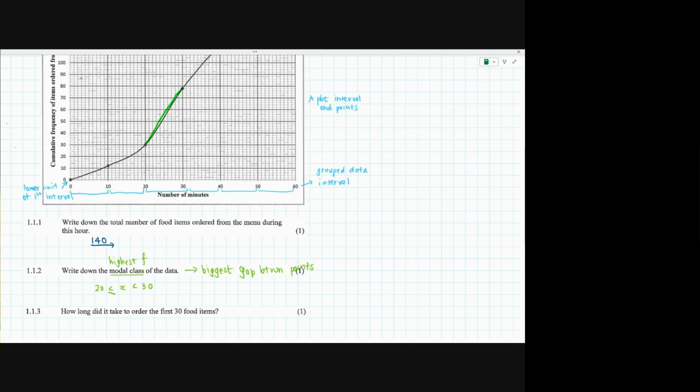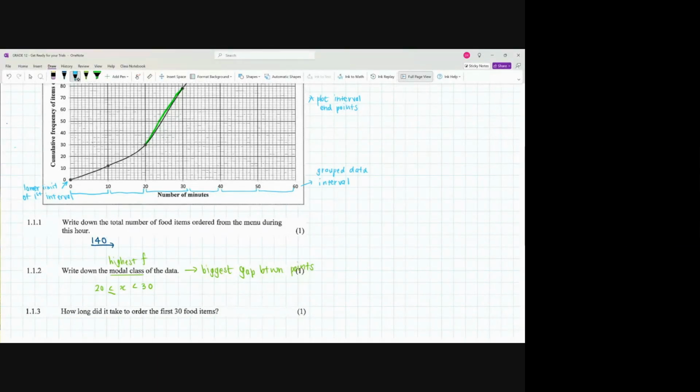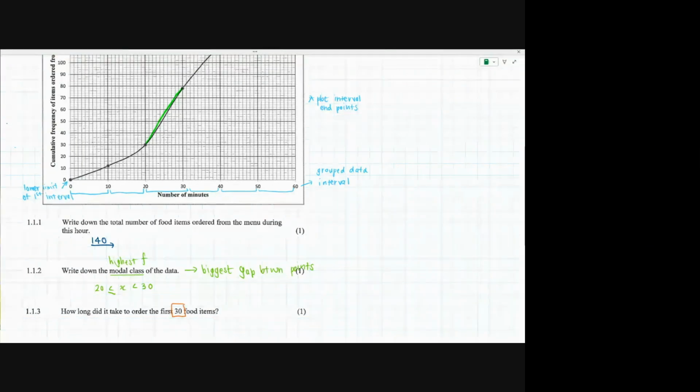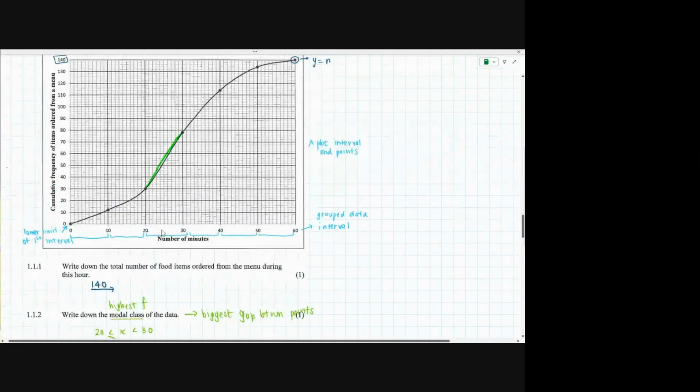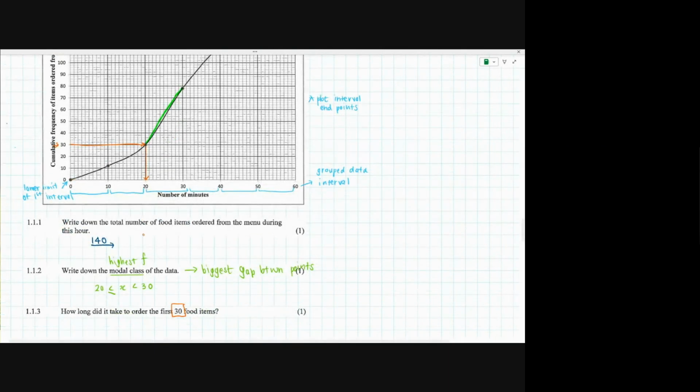1.1.3 says, how long did it take to order the first 30 food items? Now, OJIVE questions is very much your ability to read information off a graph. So the first 30 food items. So we go to 30 because that's the number of food items that we are working with here. And we are going to then read across to the time. So we read across, we hit our graph, we read down to the time. And it actually happens to be nice and easy to read off 20 minutes.